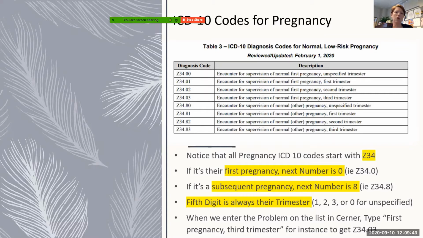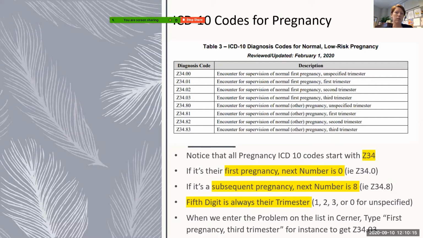The codes are a little confusing because they're just codes, but they have designated the Z34 code as the pregnancy code. So all of our pregnancy codes that designate general pregnancy start with Z34. And then to decipher it, for that first pregnancy, the first digit after the decimal is going to be designated as a 0.